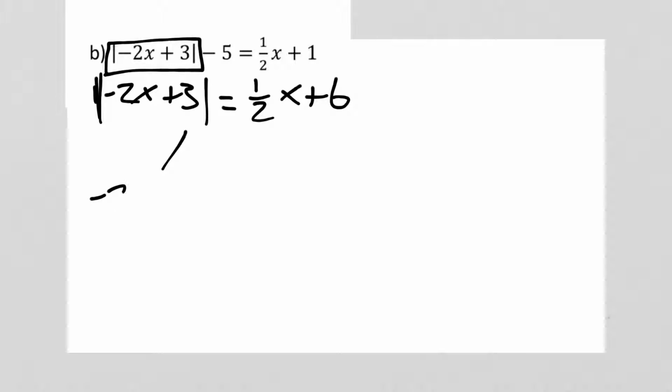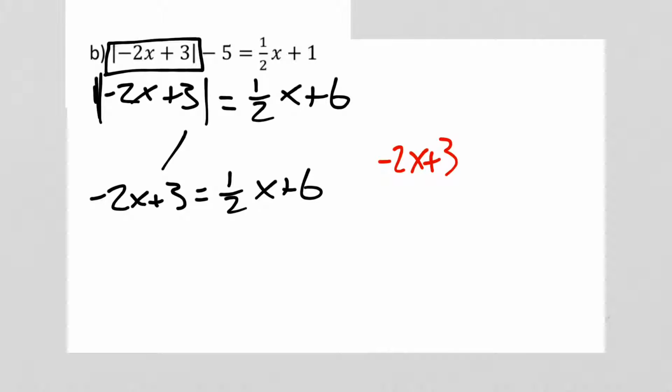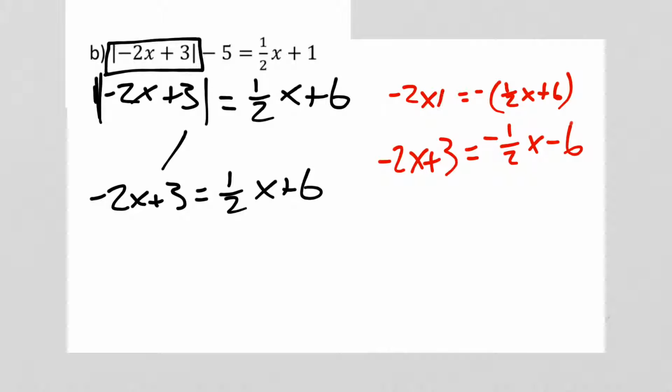One equation will be negative 2x plus 3 equals 1/2 x plus 6. The same exact thing. My other equation is going to be negative 2x plus 3 equals negative 1/2 x minus 6. The opposite of the right side. It's literally what I started with, 1/2 x plus 6, but the exact opposite of it. You will always, always, always do that when you're dealing with an absolute value equation like this.